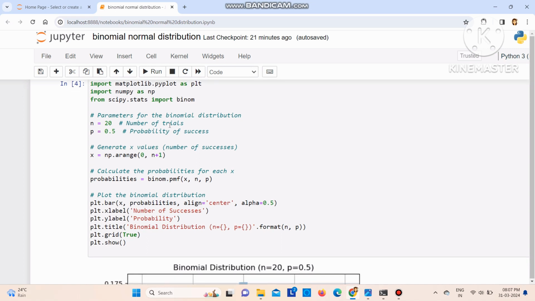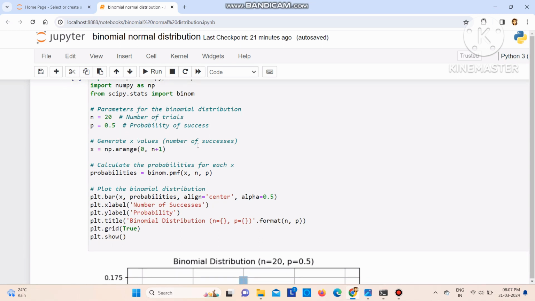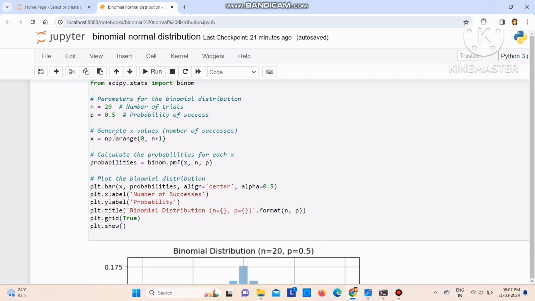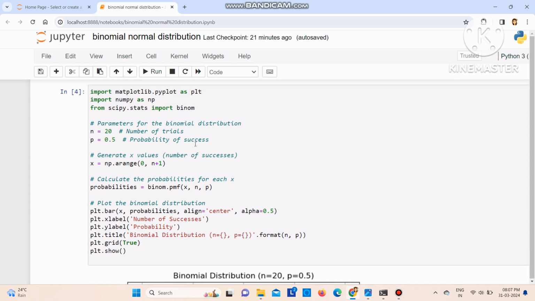Now let us set the parameters for the binomial distribution. So for this, let n equal 20, that is we will be doing 20 trials. Okay, and let the probability of success be 0.5. And how many values are we going to generate? We are going to use x as the number of successes. For each of the x values we are going to find out the binomial distribution.